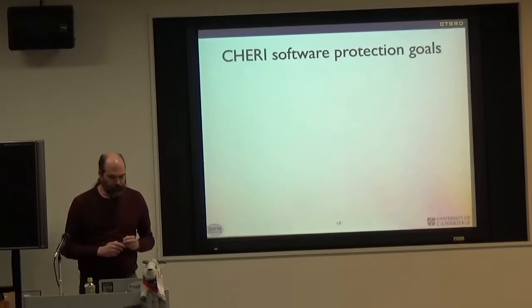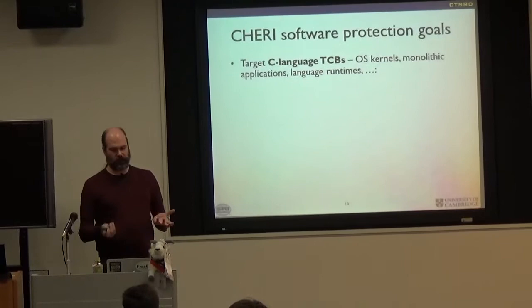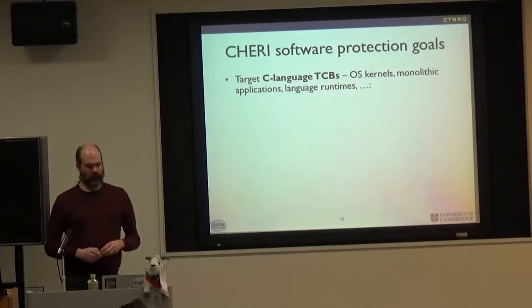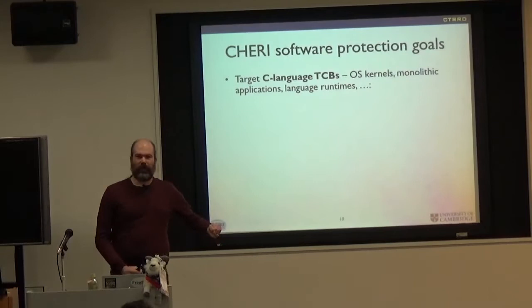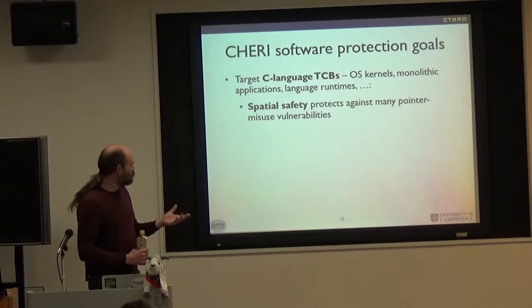So our goal is to target C language trusted computing bases, also C++, but that's a work in progress. Things like operating system kernels, large applications like the Chrome web browser, language runtimes, like that million lines of C that's the bottom of Java. And every bug in that million lines of C is a game over bug for Java's protection model. So you might want to address that.